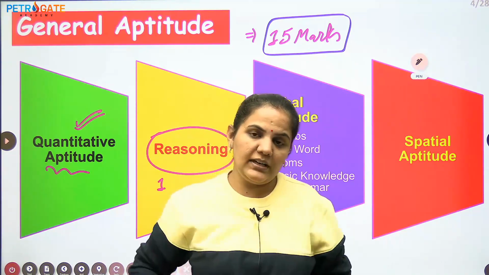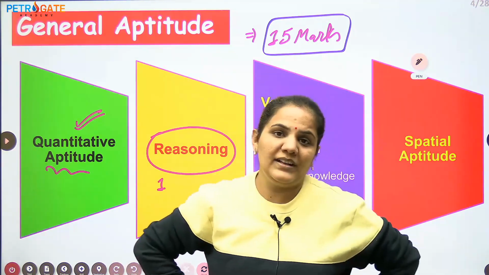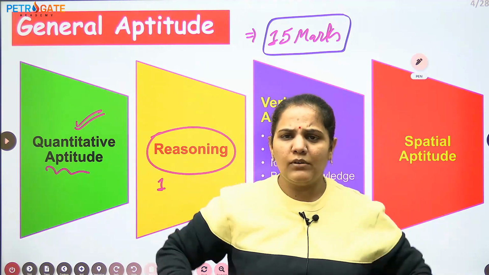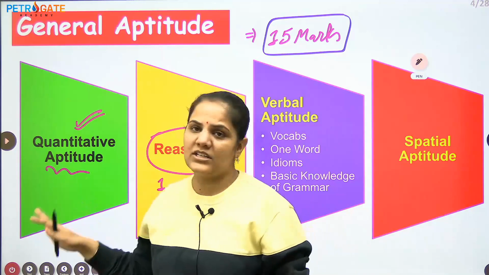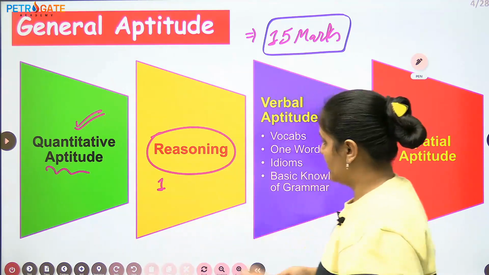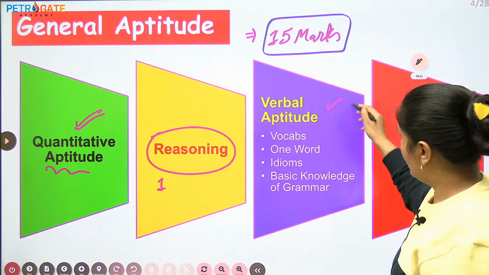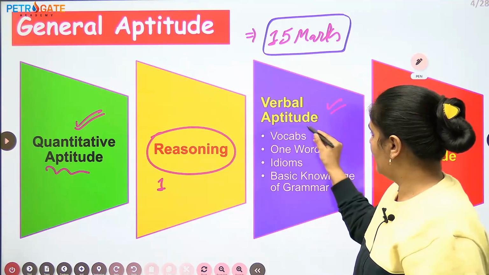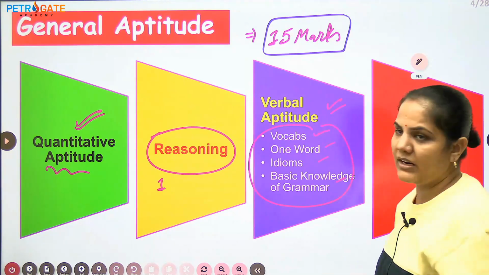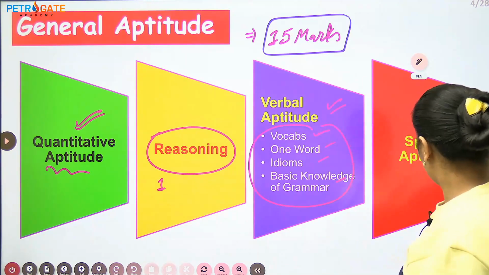Then we will go for profit and loss, percentage, boat and stream. So we will discuss every topic which is important for quant and which is mentioned in the syllabus. Reasoning, and the next topic is verbal aptitude. In the verbal segment, you have to learn vocabulary, one-word substitutions, idioms, and basic knowledge of grammar, that is the requirement. And the next one is spatial.